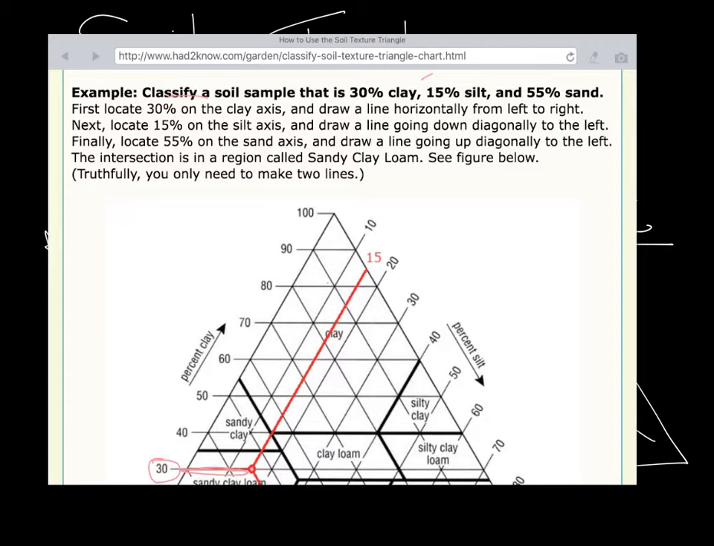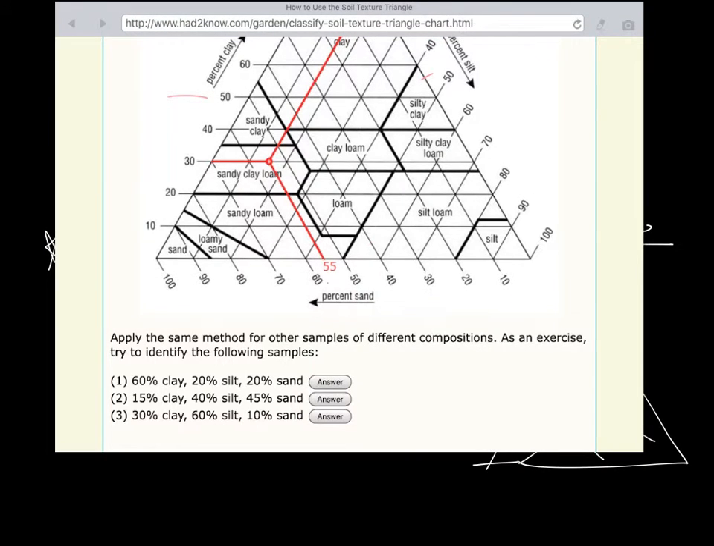Next, locate 15% on the silt axis. And so 10 to 20 here between. Here's my 15. And draw a line going down, following that, and then locate 55% on the sand axis and draw a line going up diagonally to the left, and you can find where that belongs. So applying this, we brought that 15 down, the 30 over, and here's my 55, and then we brought them up and where they correspond.